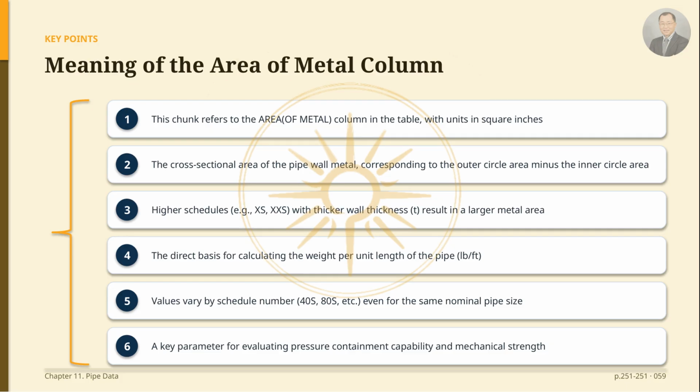Even for the same nominal pipe size, the value differs depending on whether the schedule number is 40S or 80S, so you must check the schedule in the table. Ultimately, this area of metal is a key indicator for evaluating the pressure-containing capacity and mechanical strength of the pipe.